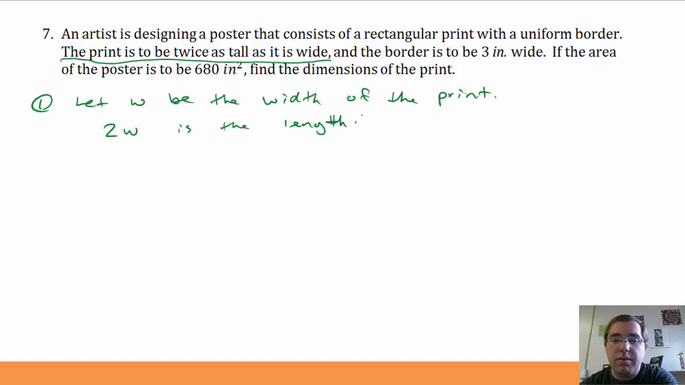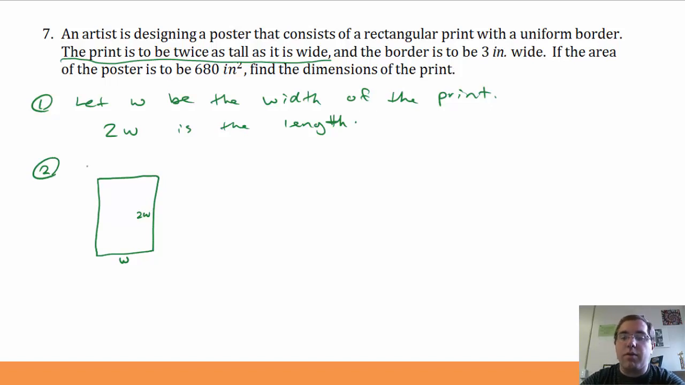So the width is W, the length is 2W. So now, step 2, let's organize the information. Let's do that in the form of a picture. So we've got the print itself, which is a rectangle with a width of W, a length or a height in this case of 2W, and we have a border that goes around the print.